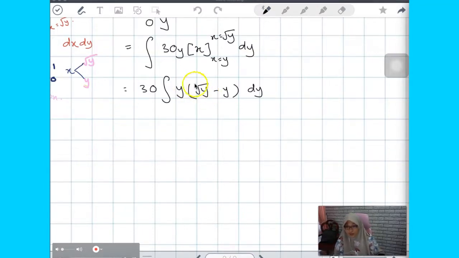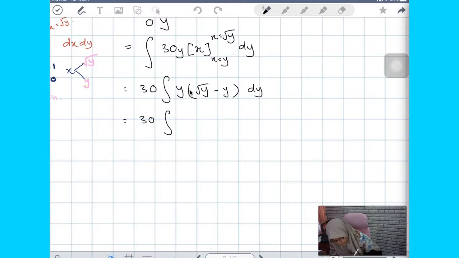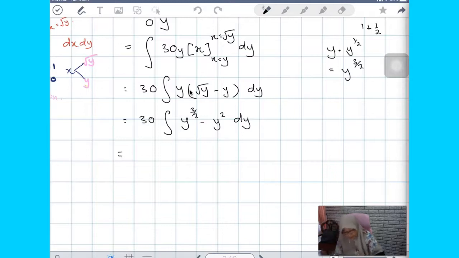We have no problem, right? But you have to expand that one first. So 30, and when you expand, y multiplied by y to the half, you have 1 plus 1 over 2, which gives you y to the 3 over 2, right? Yes, 1 plus 1 over 2 is 3 over 2. So now you have y to the 3 over 2 minus y squared, dy. And then integrate this.